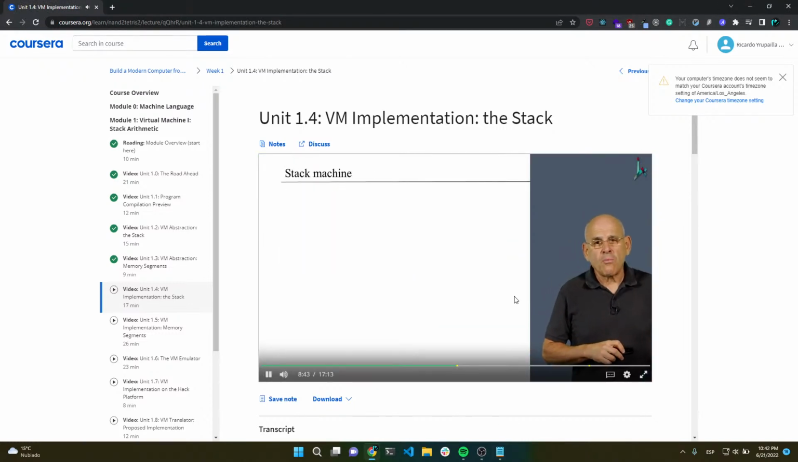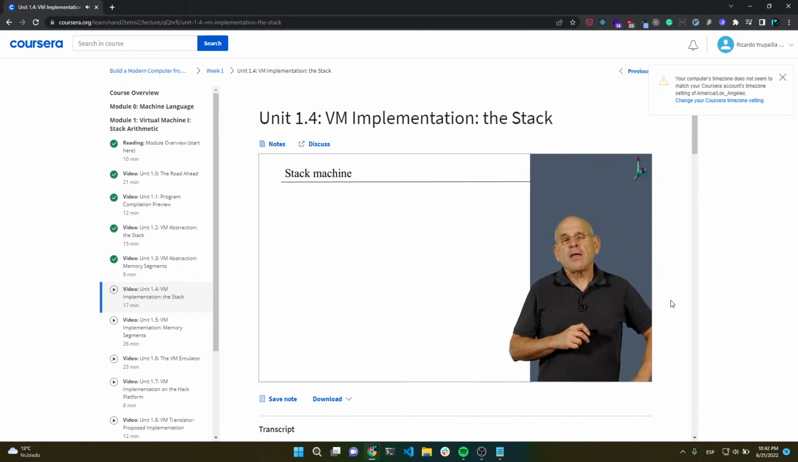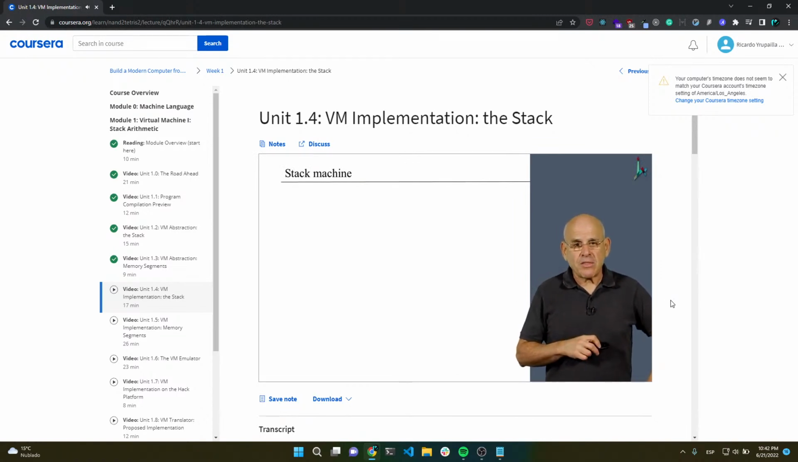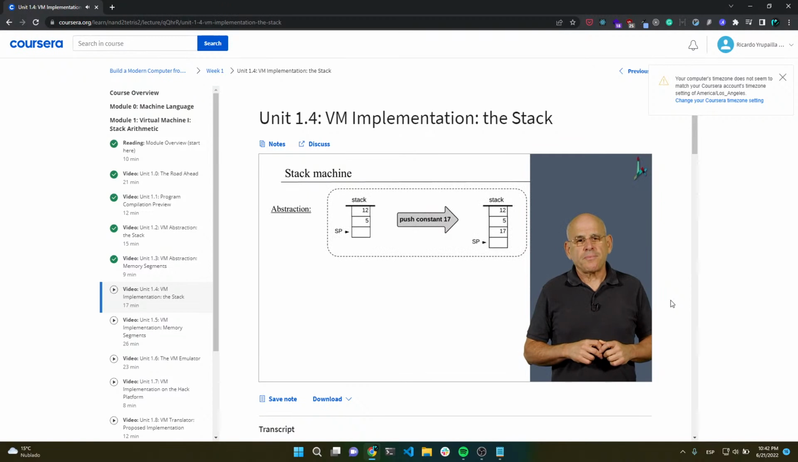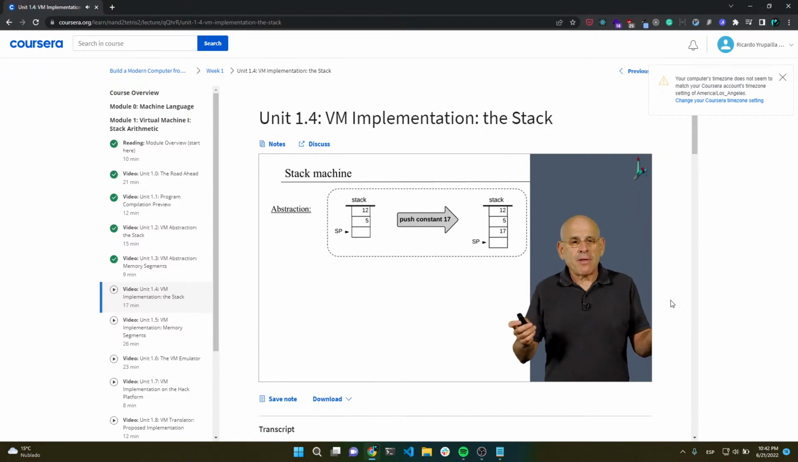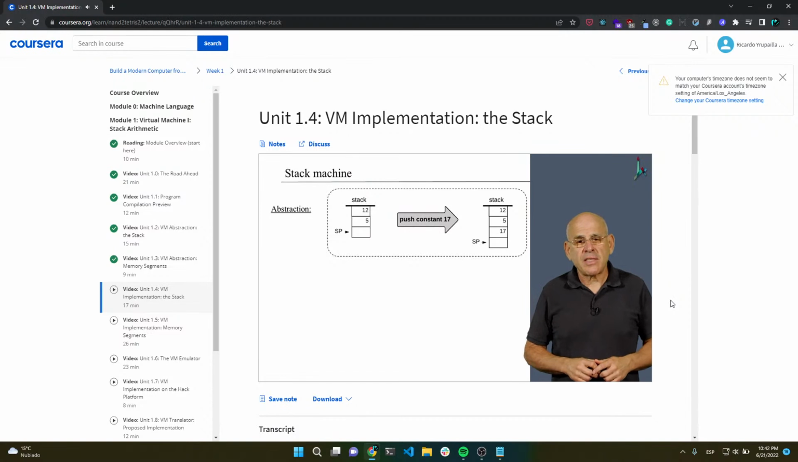All right, so moving along, here is how we implement the stack abstraction on a real computer. This is the abstraction. We saw it all along. And we see here an arbitrary example in which we take a stack, we push 17, we get a different stack state. And what I want to show you next is how these two states are going to be mapped on physical memory.